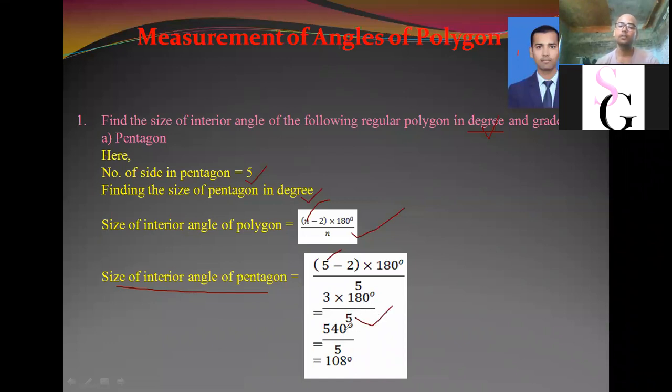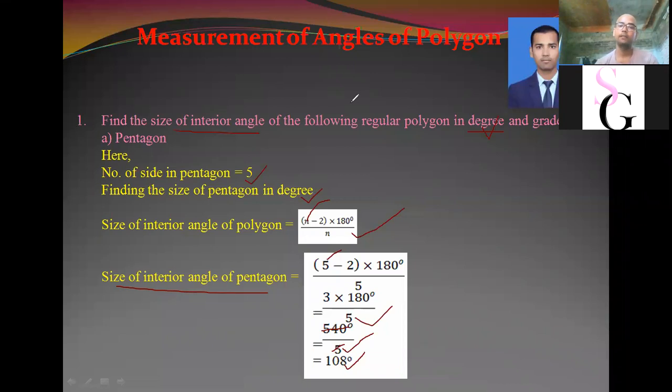When we multiply 3 and 180, we get 540 degree, which is divided by 5. And the answer that we have here is 108 degree, after dividing 540 by 5. In this way, we got the interior angle of the pentagon in degree first.